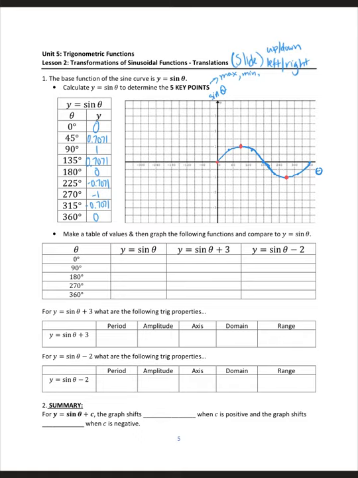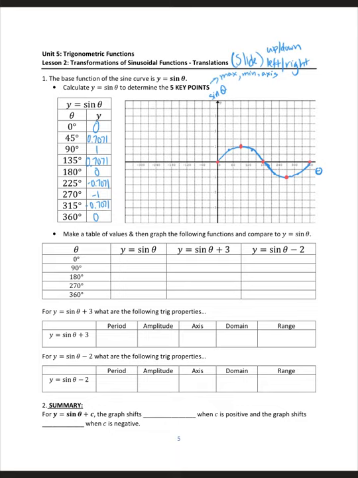Our other key points are at our axis. Okay, because that axis is the center of the graph, and the graph ultimately always comes back there. So our sine curve goes from our axis up to our max, back down to our axis, down to our minimum, and back up to our axis. I just want to write that our key points are our maximum, our minimum, and our axis. And I want to label where those key points are on my table of values.